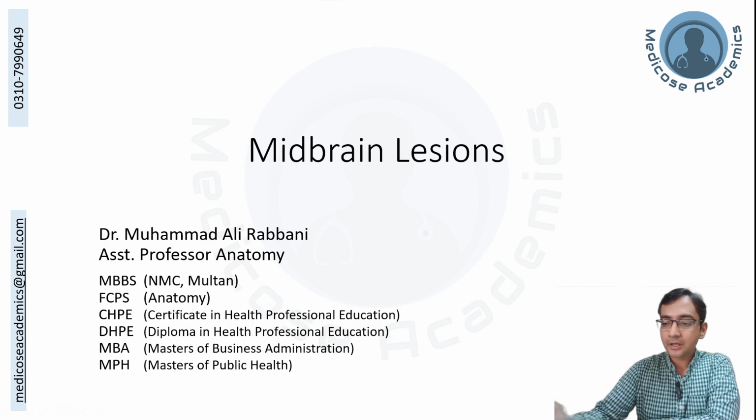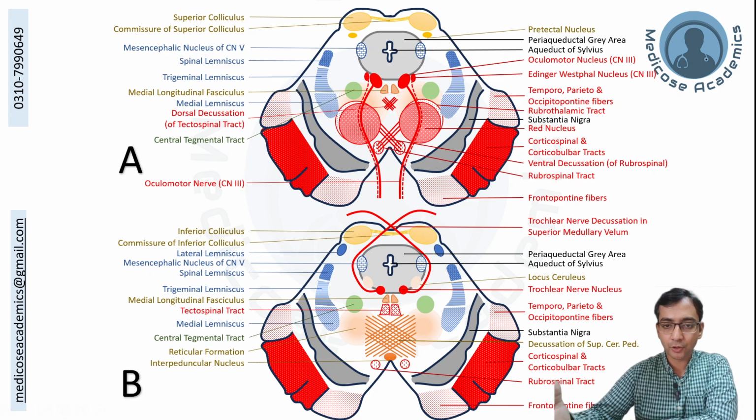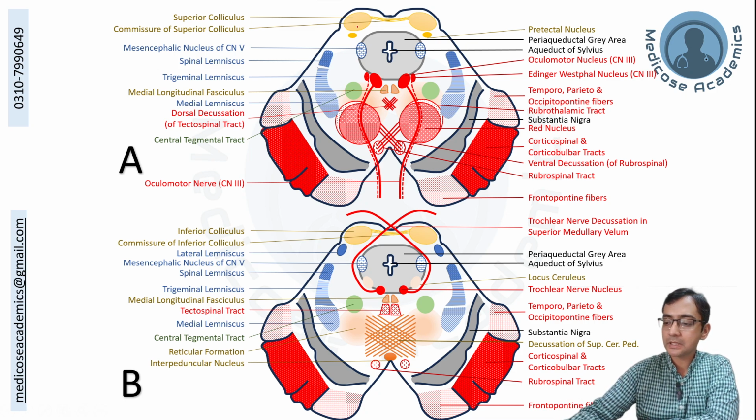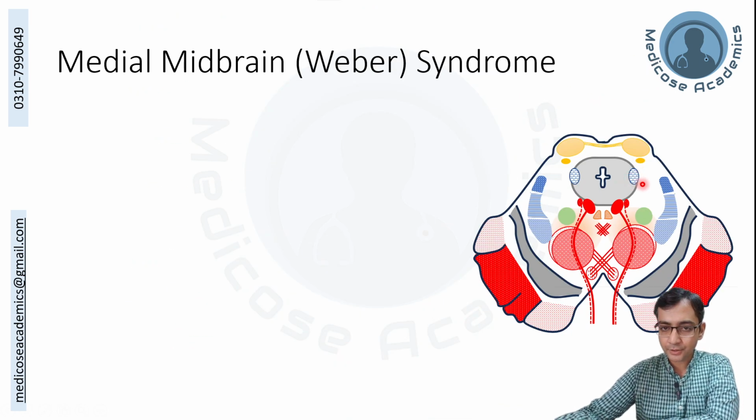Before starting the midbrain lesion, I hope you have already seen the video on the cross-sectional anatomy of the midbrain. If you have not, you can find it in our playlist and the link above. In that video, we gradually build up the cross-sectional anatomy of the midbrain at the level of superior colliculus and at the level of inferior colliculus. I'm not going to detail how to make these; I will refer you again to that video. So I will start with the discussion of syndromes.